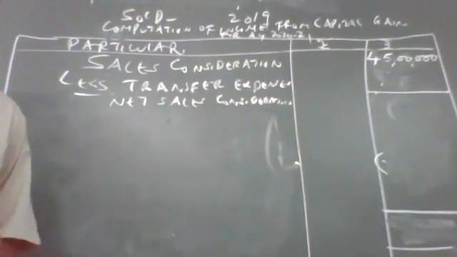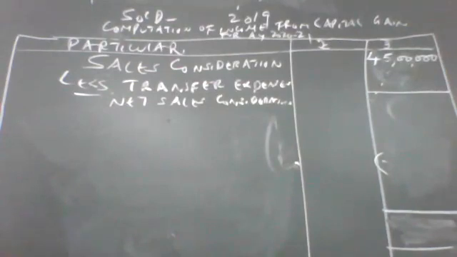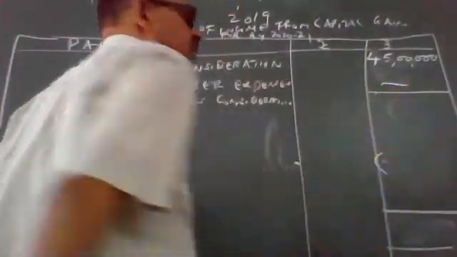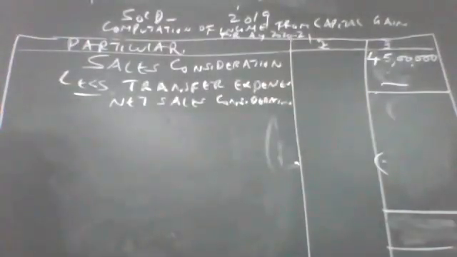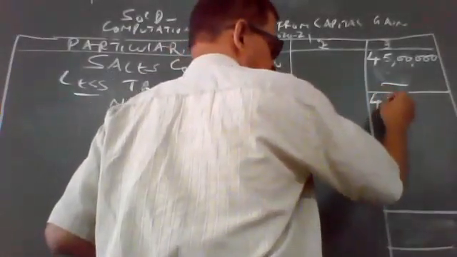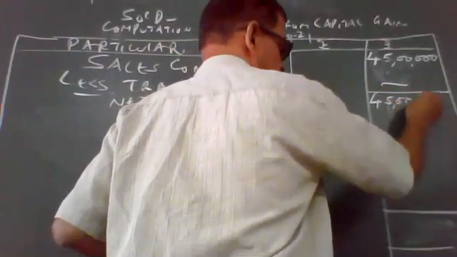Are any transfer expenses, selling expenses or brokerage expenses given in the problem? Nothing is given. No selling expenses, no transfer expenses, nil, or put a hyphen. Net sales will be 45 lakhs.